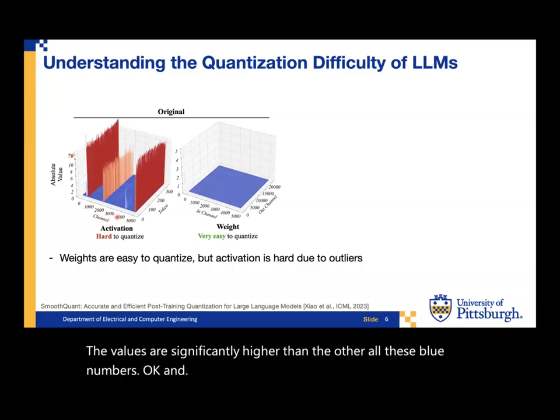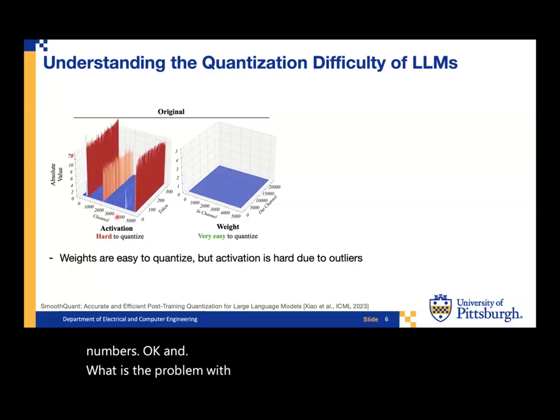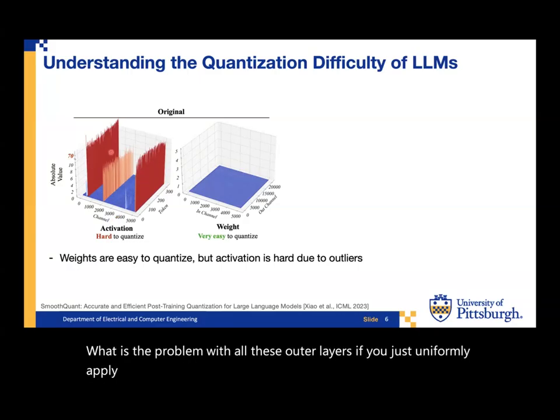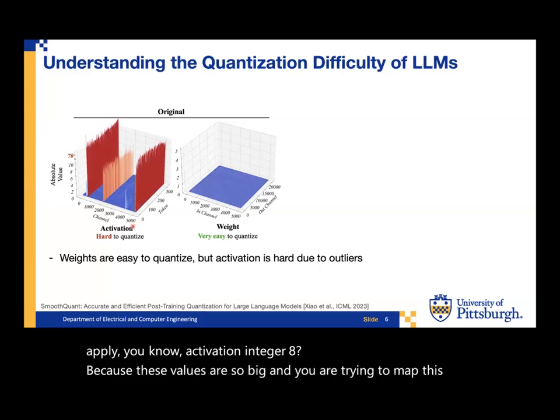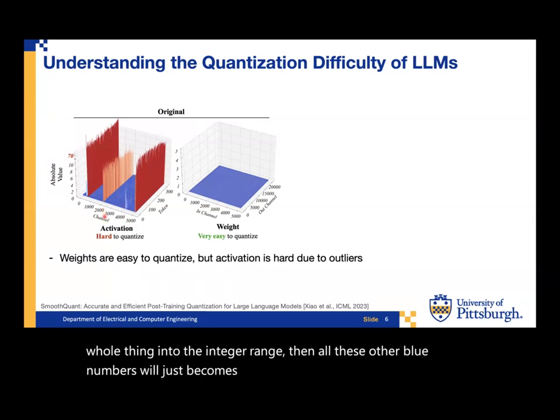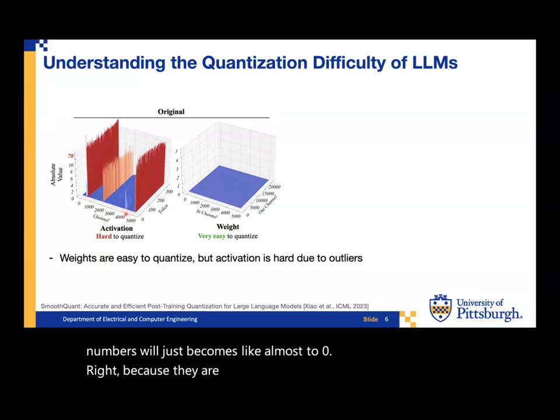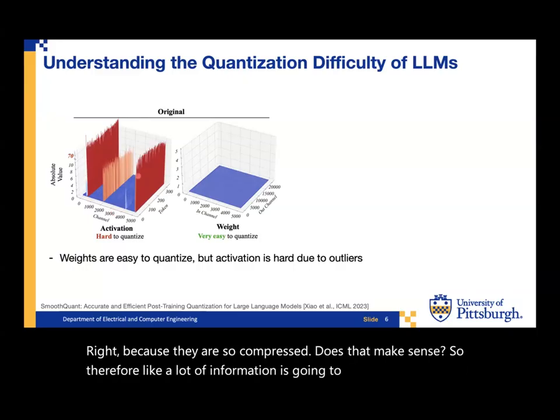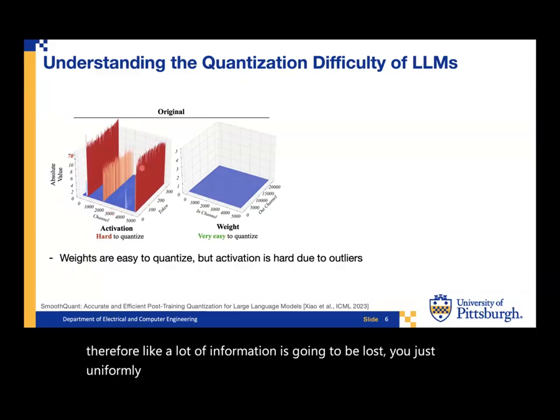What is the problem with all these outliers if you just uniformly apply activation integer 8? Because these values are so big and you are trying to map this whole thing into the integer range, all these other blue numbers will become almost zero, right? Because they are so compressed. Does that make sense? Therefore a lot of information is going to be lost if you uniformly compress everything into integer 8.